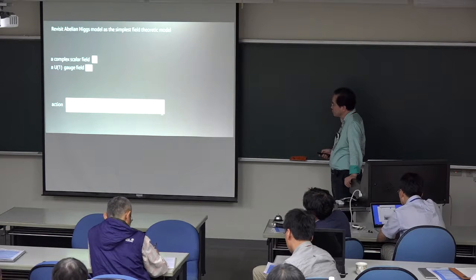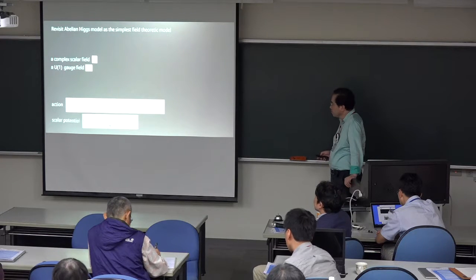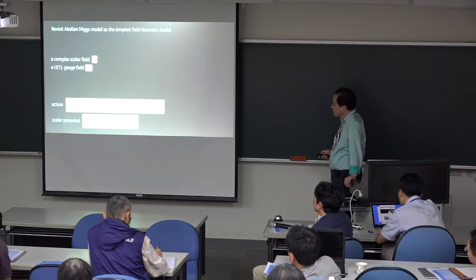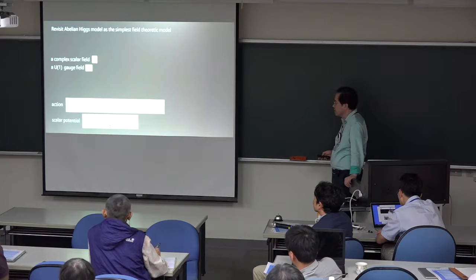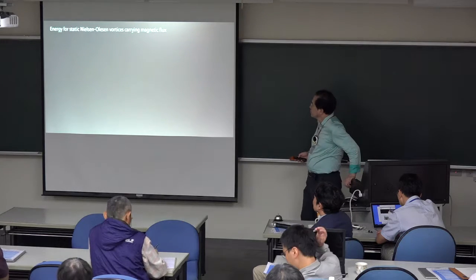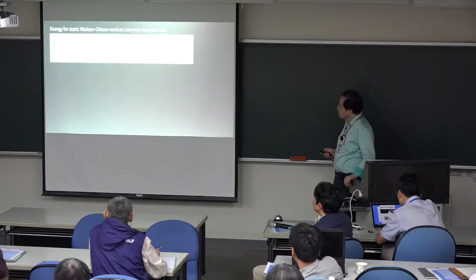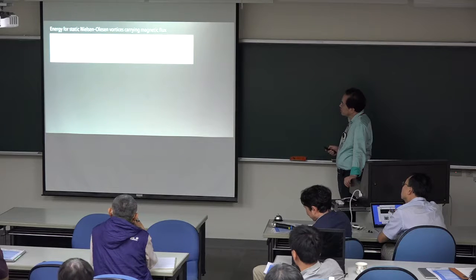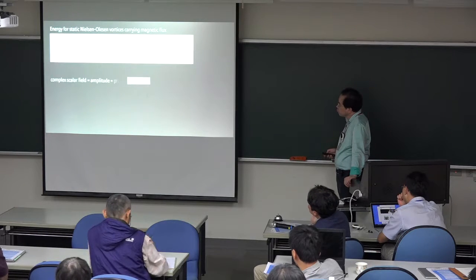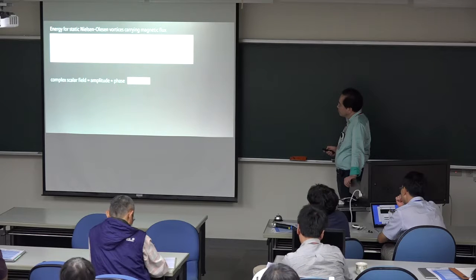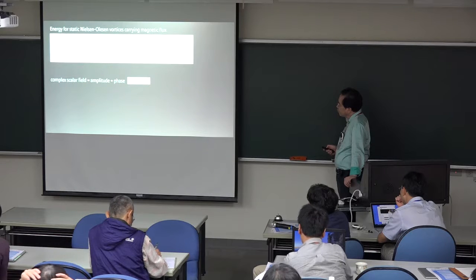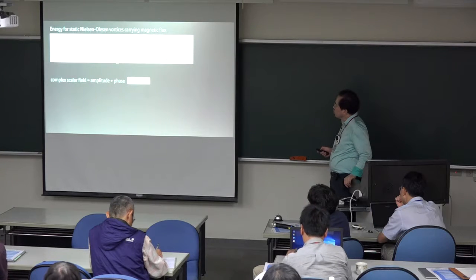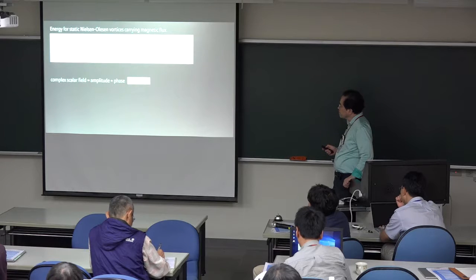So the action is very simple. For more simplicity, I assume the Mexican hat potential. Then the energy per unit length along the straight string can be read like this. If I introduce a magnitude and the phase, then I have these terms here. So these terms are positive semi-definite.